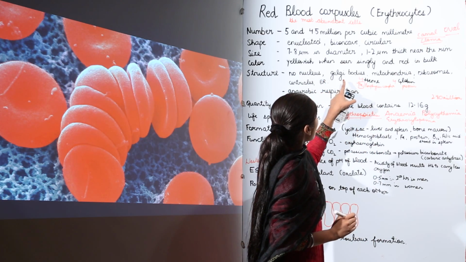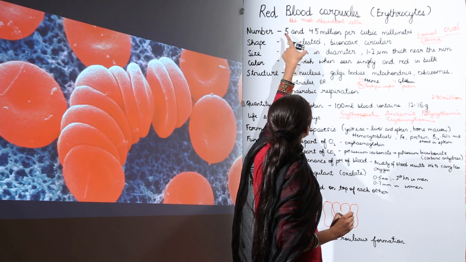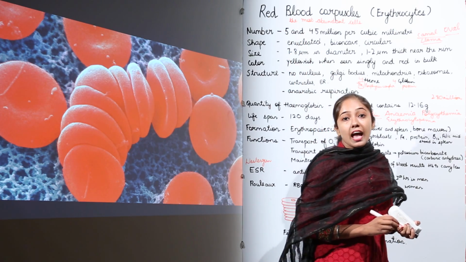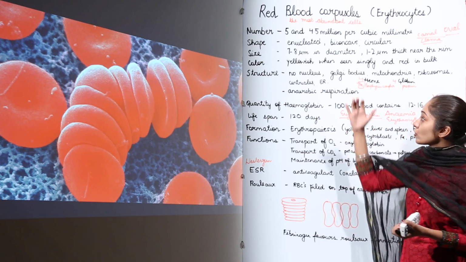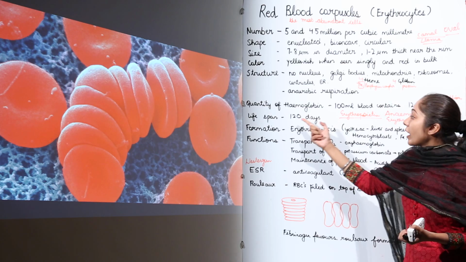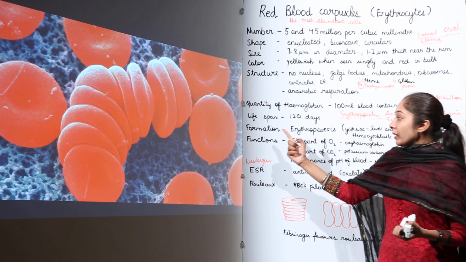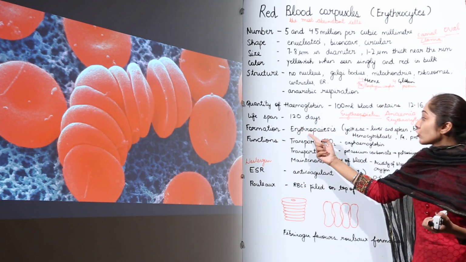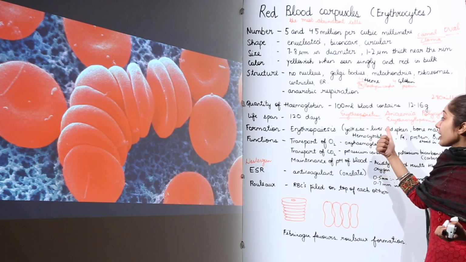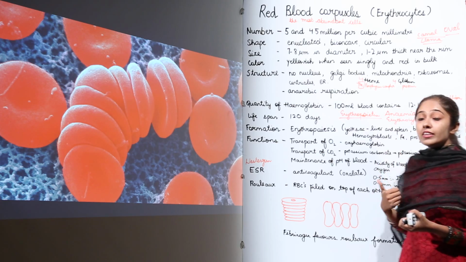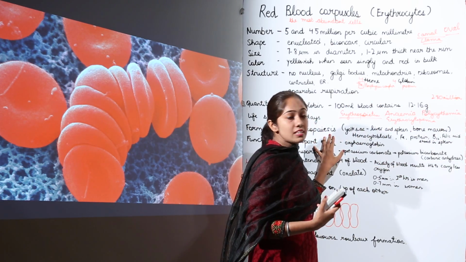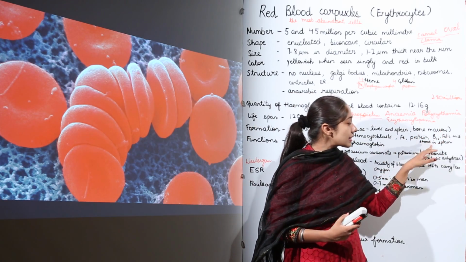You can also remember that the count of RBCs is less in women as compared to men because of the menstrual cycle, and the lifespan of RBCs is around just 120 days. The formation of RBCs is known as erythropoiesis. In the early stages it takes place in the yolk sac, and then in the liver and spleen, and when the child is born, erythropoiesis takes place in the bone marrow.